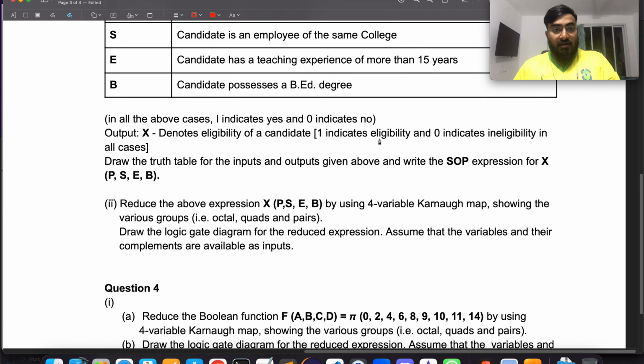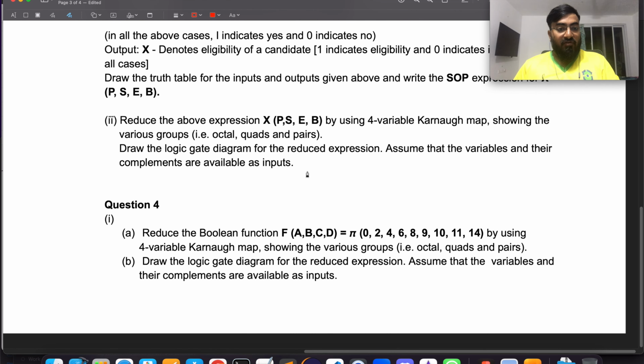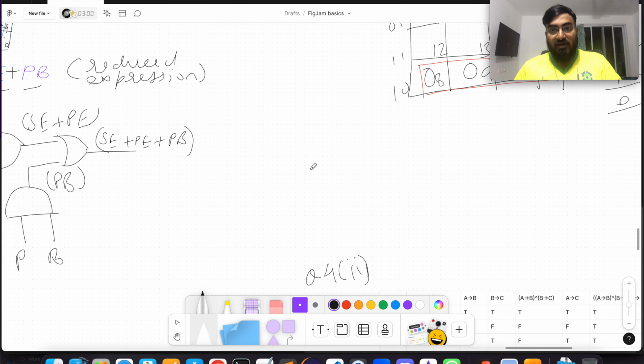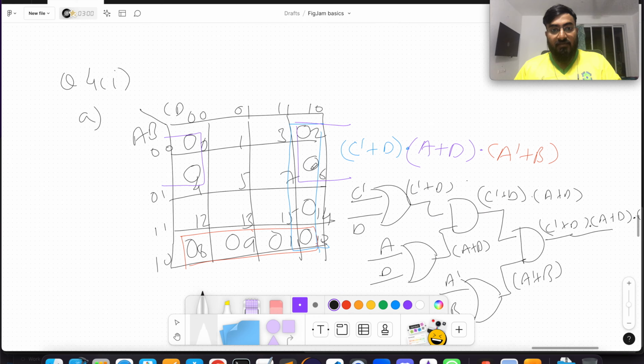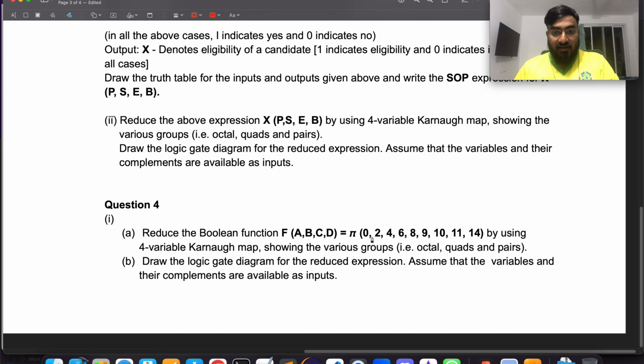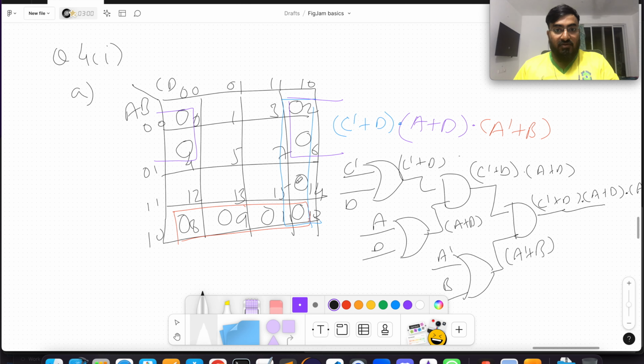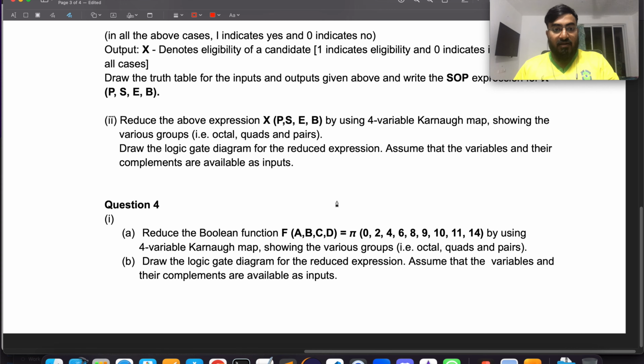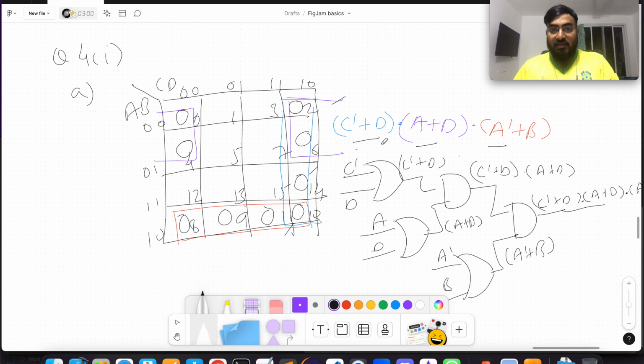Moving on, you have question 4 first part, which I've also done here. Question 4 first part had to reduce this Boolean function 0 to 4, 6, 8, 9, 10, 11, 14. This is how it comes out to be. You have 3 quads again: this purple one is the first quad, this blue is another quad, and this red one is another quad. The reduced expression comes out to be this, and then you have the logic circuit.